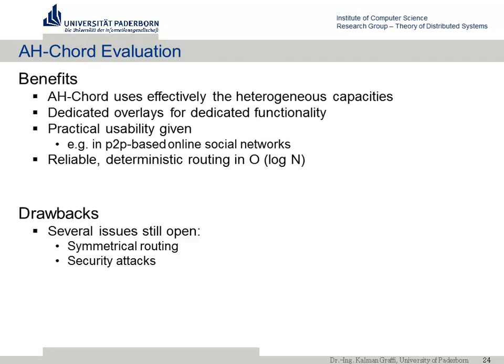It can be practically used, so it's not just very limited in an academic sense, but also at application areas it is extendable. It's a general solution, and it doesn't change the properties of Chord, of this reliable deterministic routing in O(log n). What are the drawbacks? Of course, no big drawback I see about this solution, just some further issues are still open. In Chord you still don't have symmetrical routing, you have security attacks, and the other still open problems.